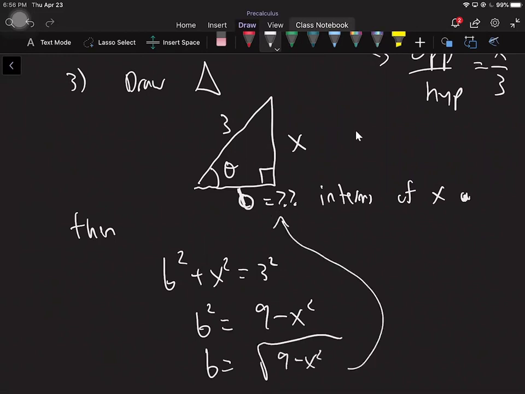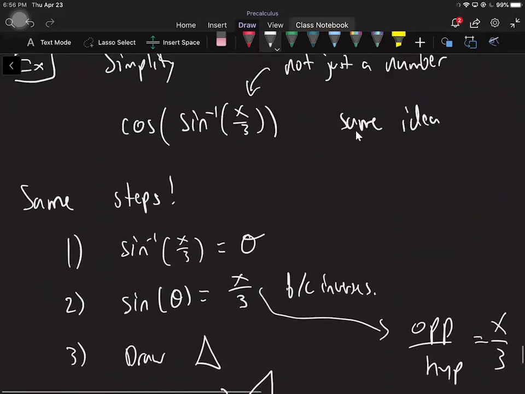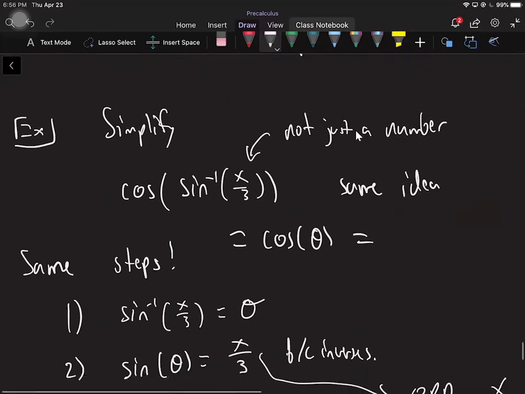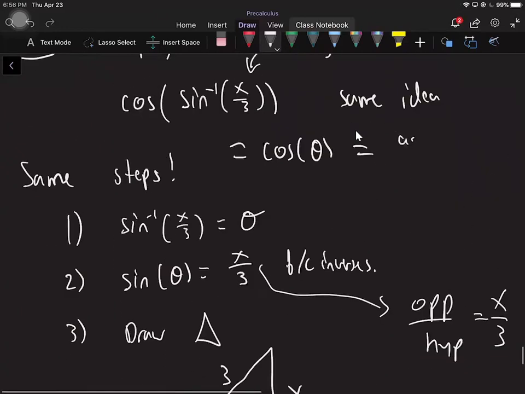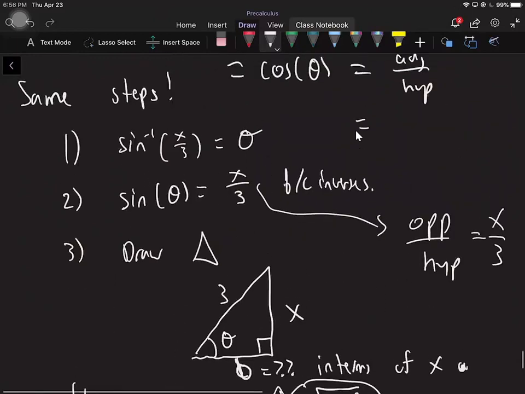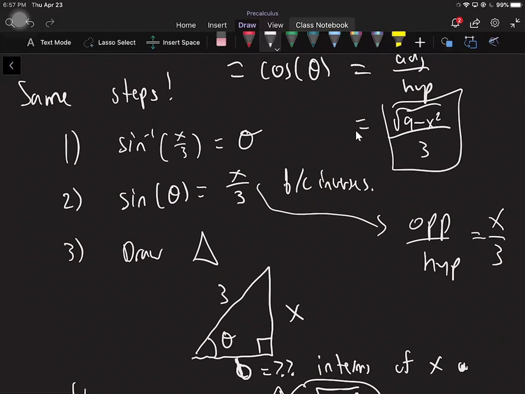So I can simplify in the sense that this original question is actually asking me to figure out cosine of theta. And now I can say what cosine of theta is without any trig functions involved, because I know cosine of theta is adjacent over hypotenuse. And now I know what the adjacent one is without any trig involved. It's this thing. And then the hypotenuse was just 3. Okay. So those are all the types of examples.